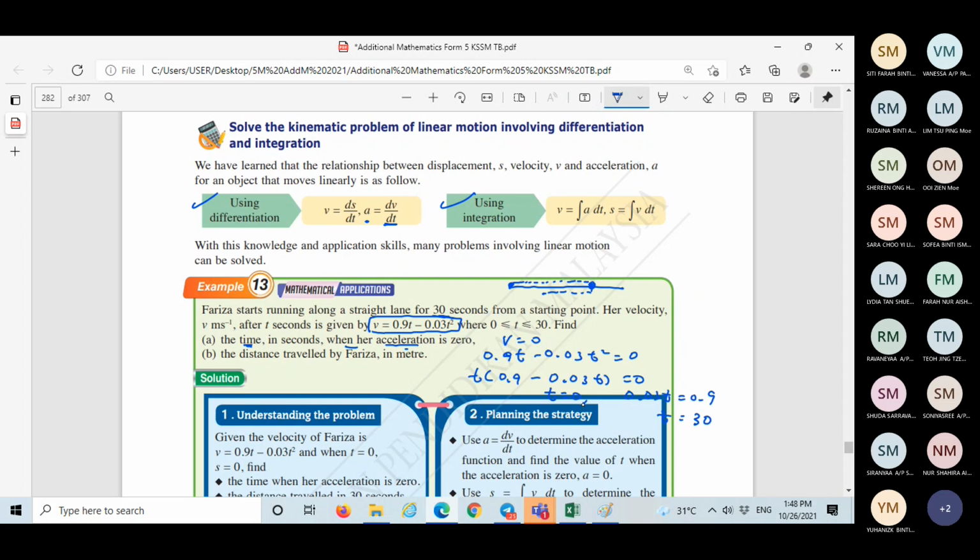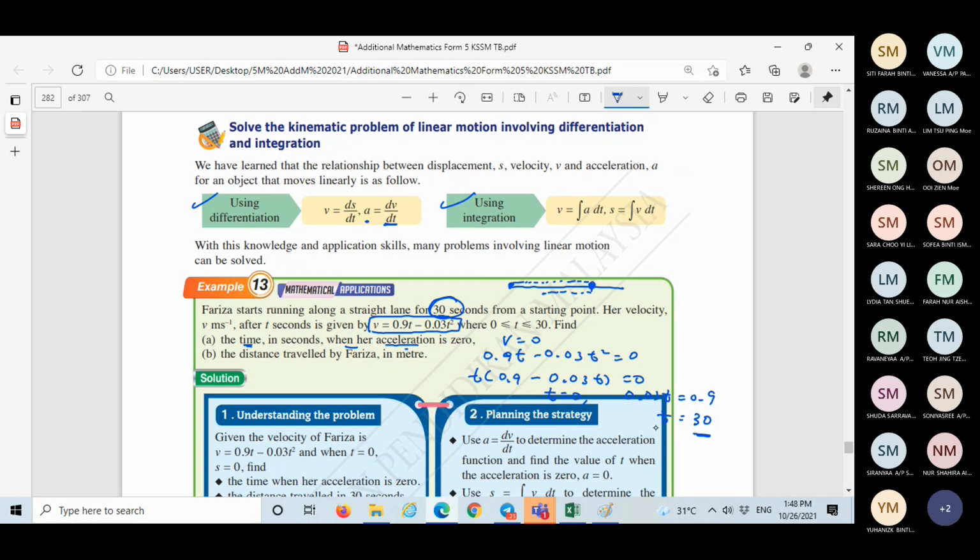So it means when T is 0, the speed is 0. When T is 30, the speed again is 0. Why? Because she has finished running. She only ran for 30 seconds, so exactly at the 30th second the velocity is 0. She has finished running. This is the meaning.